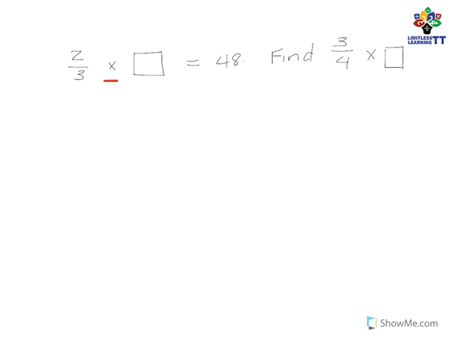So if I did 2/3 multiplied by a number and I got 48, and I want to find out what the number is, I'm going to take my answer, which is 48. I'm going to do the opposite of my operation. My operation is multiplication. So the opposite of multiplication is regarded as division. And then I'm going to divide by 2/3. And that's going to give me back my number.